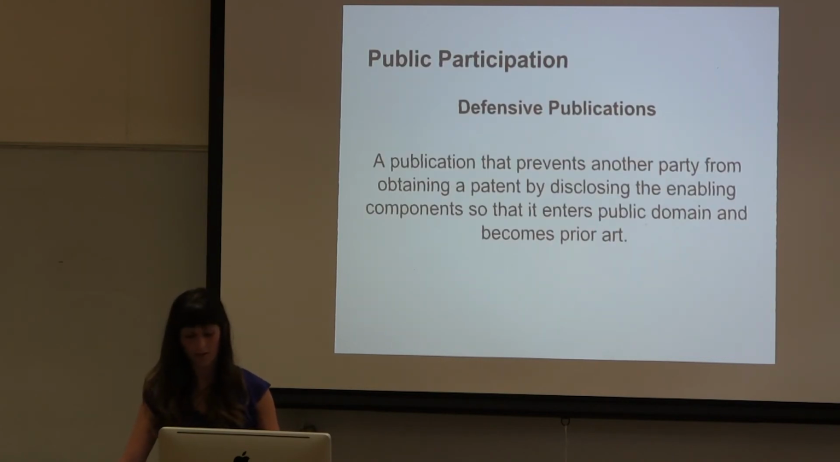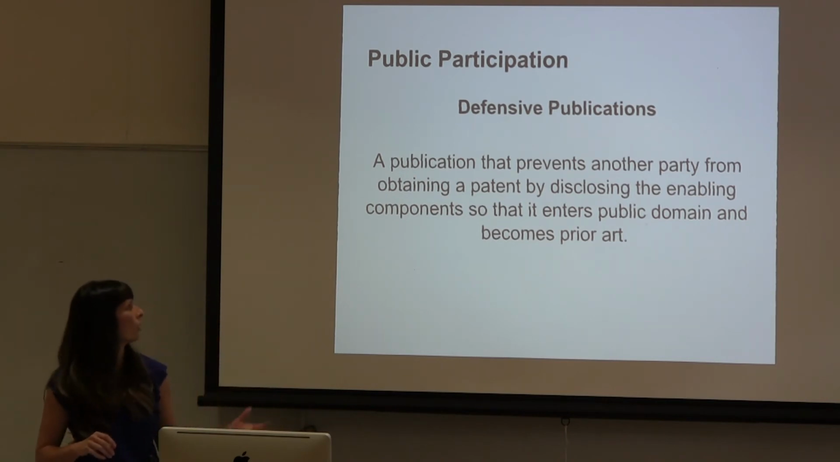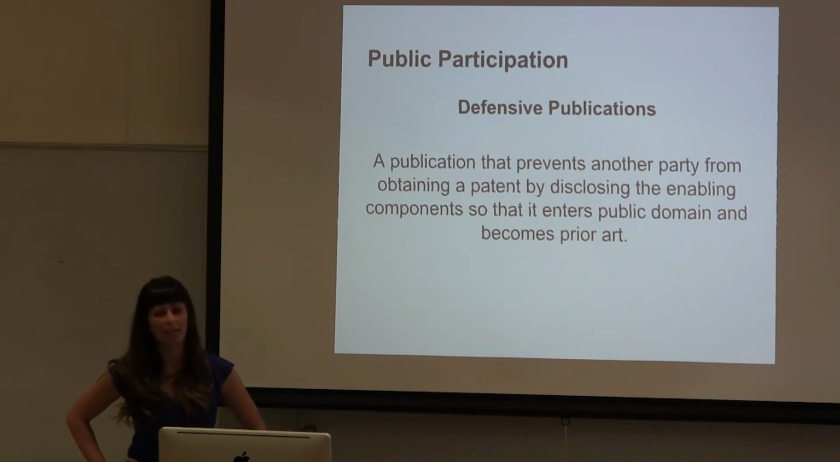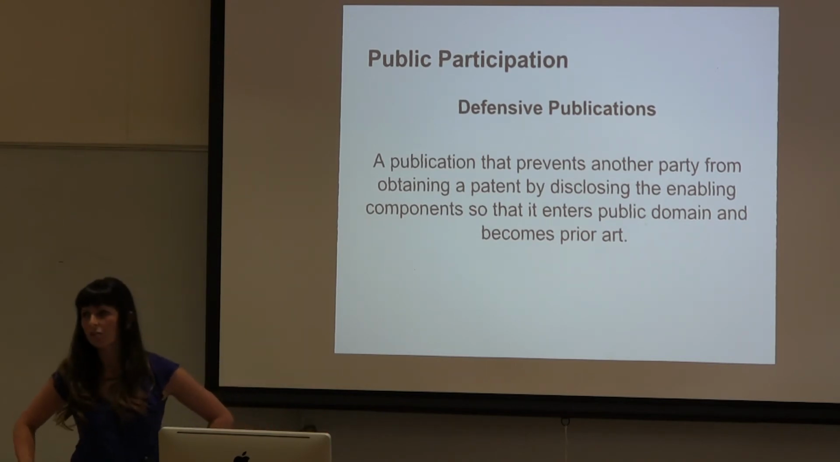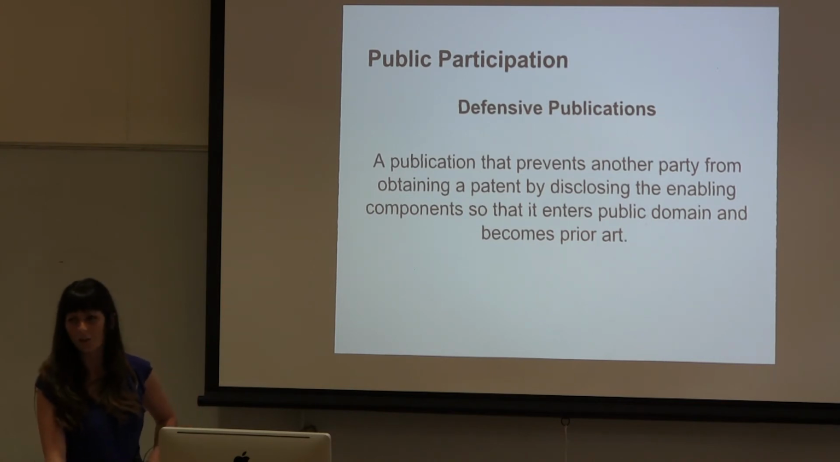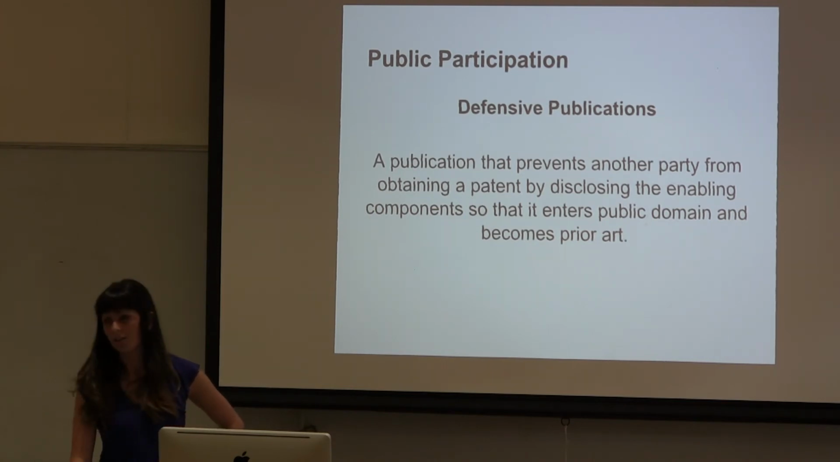So the third route is actually through defensive publications. So what are defensive publications? They're a publication that prevents another party from obtaining a patent by disclosing the enabling components so that it enters the public domain and becomes prior art. So you're basically creating prior art. And it's not a new thing to do.